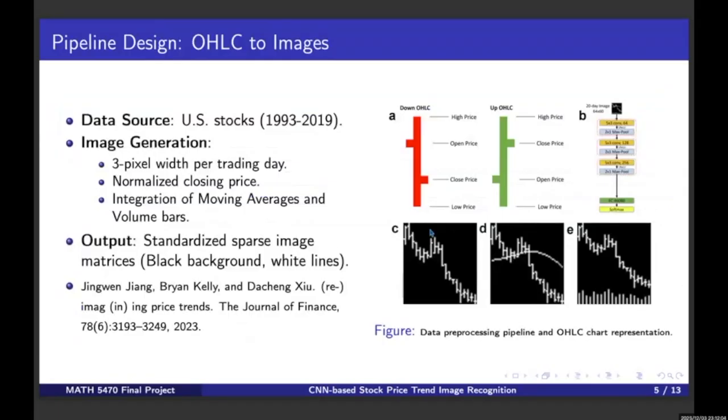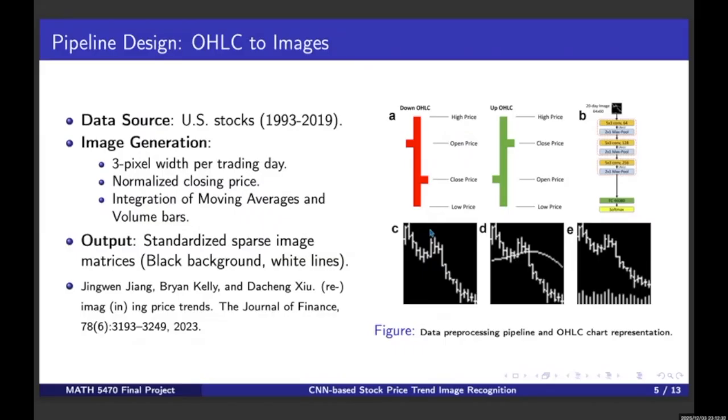Specifically, the author used OHLC charts from US stocks representing each day's high, low, open, and close price. Each trading day occupies only 3 pixels in width, with first closing price normalized to 1. A moving average and volume bar chart were added at the image bottom, representing 20 days of stock price information to predict 5, 20, and 60 days return.